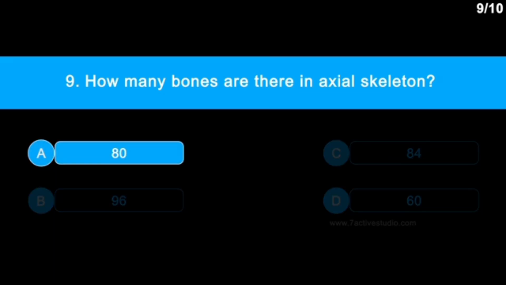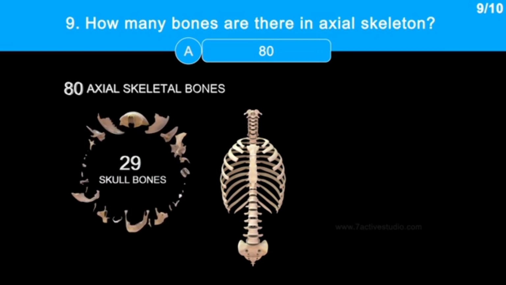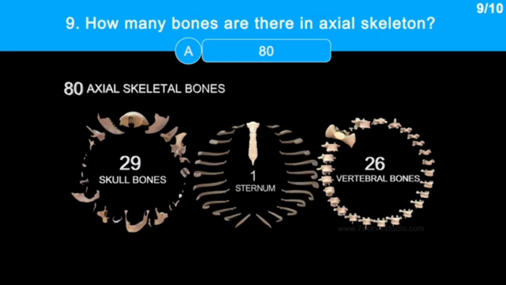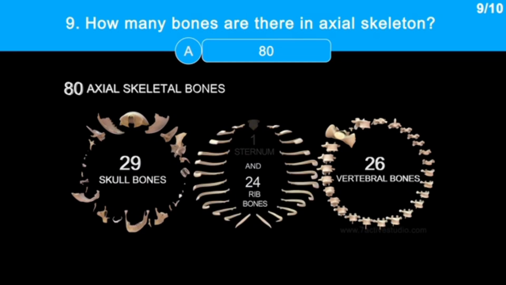The correct answer is option A, 80. Let's count them. There are 80 bones in axial skeleton. It consists of 29 skull bones, 26 vertebrae bones, 1 vertical flat bone sternum, and 24 rib bones.